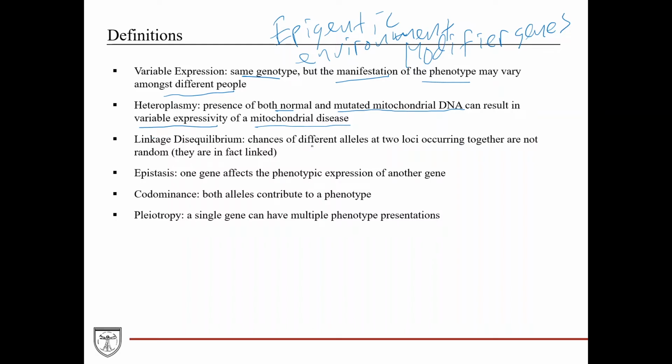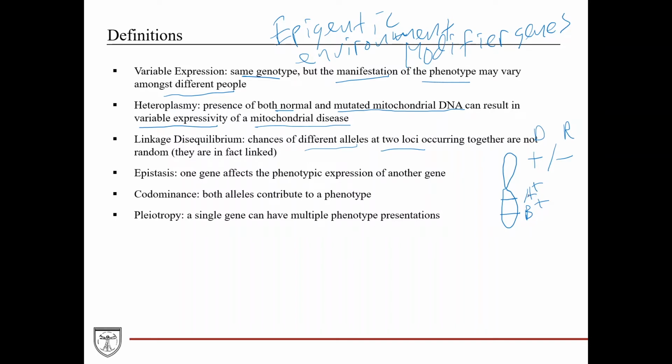Linkage disequilibrium is when the chances of 2 different alleles at 2 loci occurring together are not random. So let's just draw a chromosome here. Let's say you have gene A here, and then you have gene B here. And let's say you can have a positive allele or a negative allele, or this would be the dominant and recessive. And so you can have an A plus allele and a B plus allele. Let's say you screen a population and you see a high occurrence of the A plus allele being expressed along with the B plus allele.